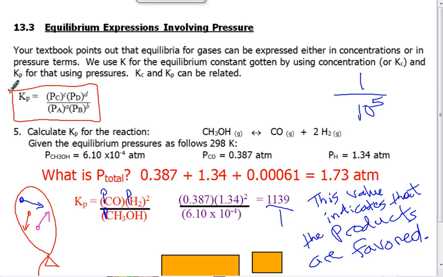And the letter P in this case does not represent phosphorus. I had a kid one time go, "Why is phosphorus everywhere?"